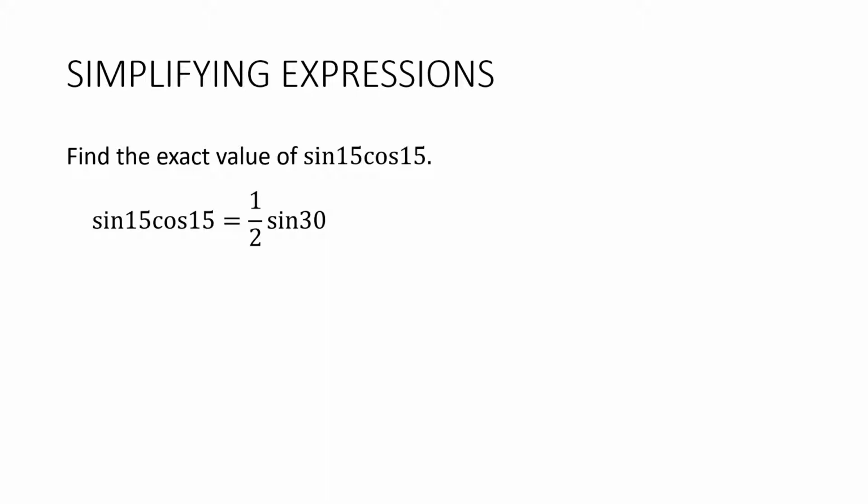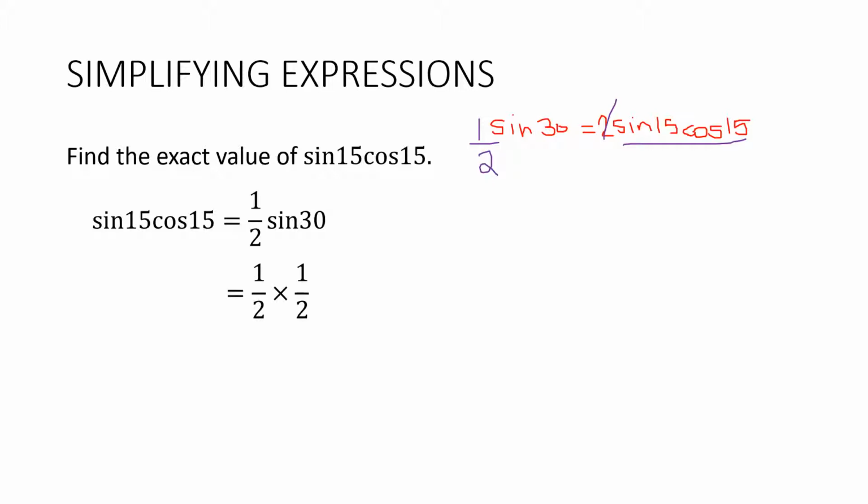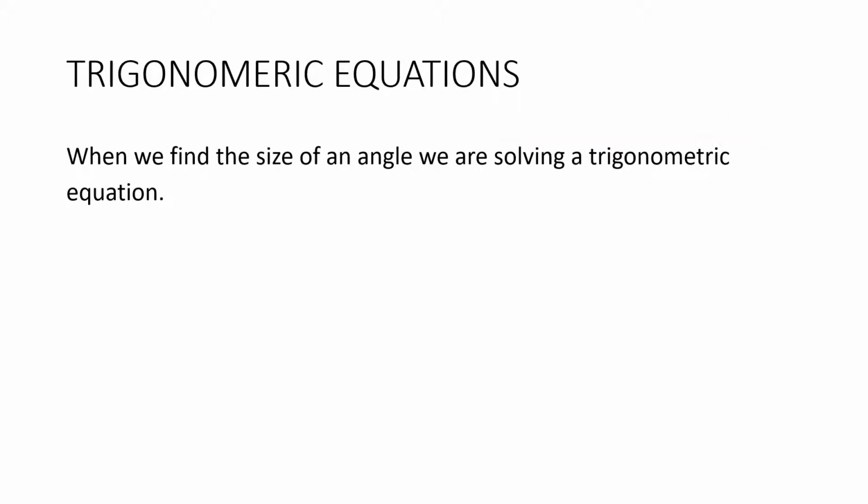Let's write that out and make sure you understand. So sine 30 is equal to 2 lots of sine 15 cos 15. So do you see? This part here must be equal to a half, if I take that over the other side, of sine 30. And we know what sine 30 is. It is a half. And so it's going to be equal to a half times a half, which is a quarter. Let's finish off with some trig equations.